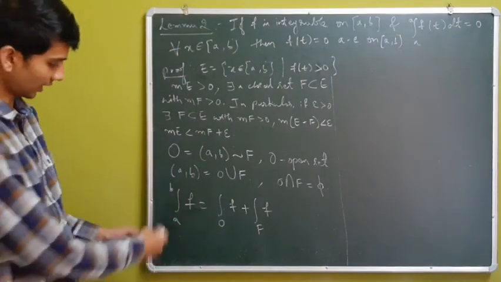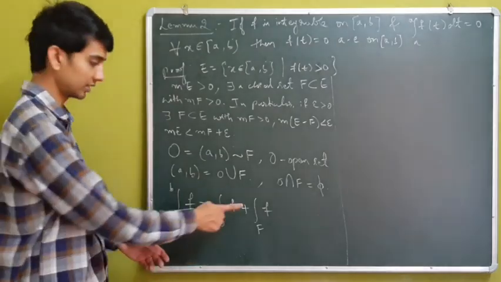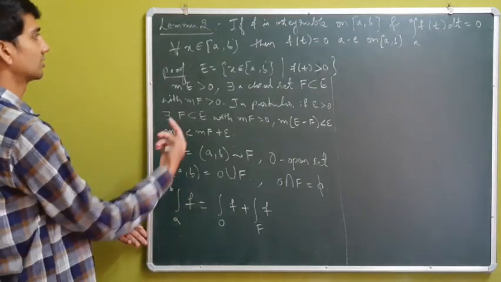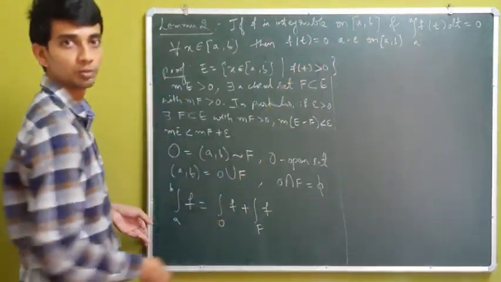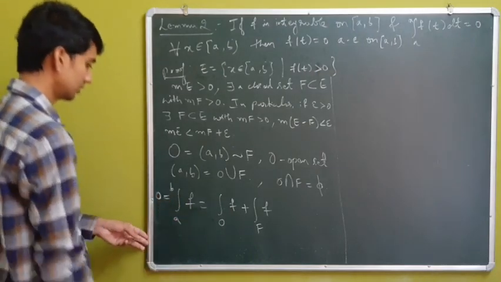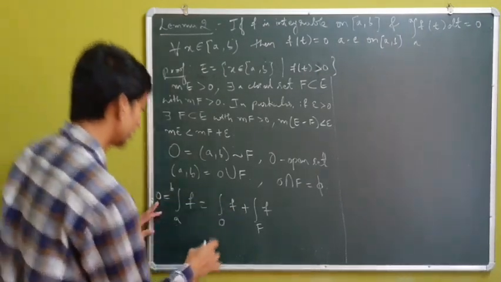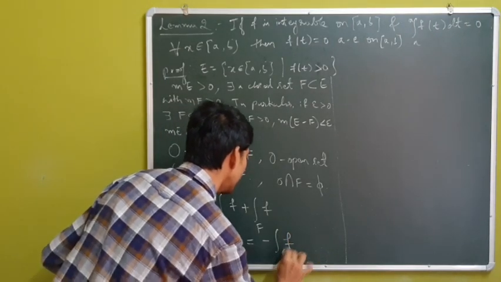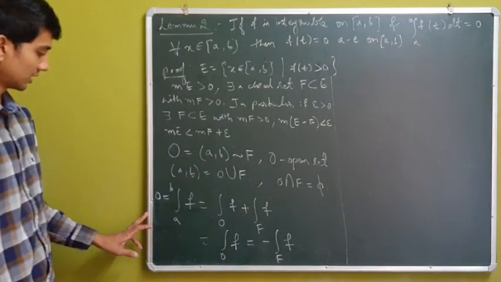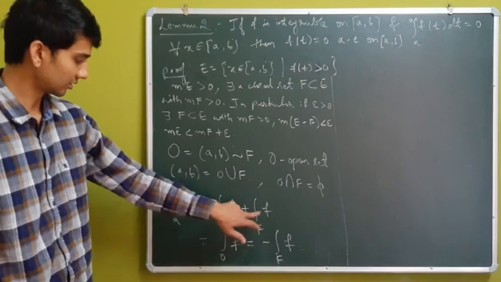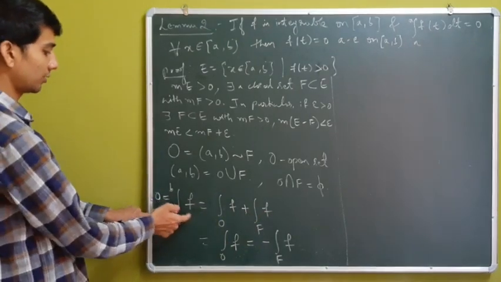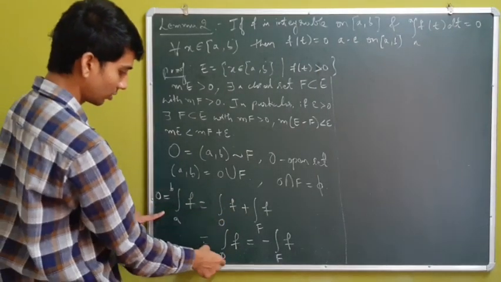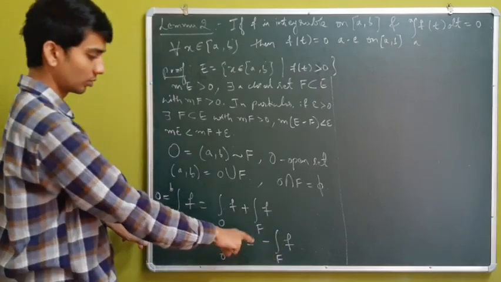So now I have the integral of f over (a,b) to be the integral of f over O plus the integral of f over the closed set F. But this is given as 0. The integral of f is given to be 0 in the theorem. So this is 0. Since this is 0, we have now the integral of f over O to be equal to minus the integral of f over F. So we have this to be equal to this, as this is a disjoint union, but we have the integral of f to be 0 as given in the statement of the theorem. So we have now the integral of f over O to be minus the integral of f over F.